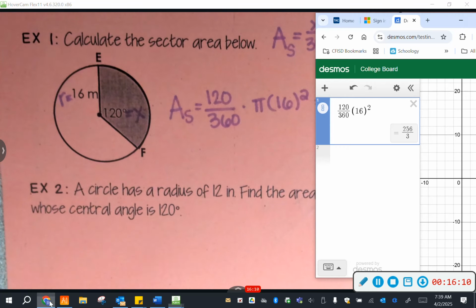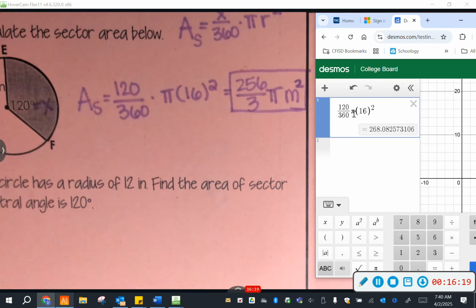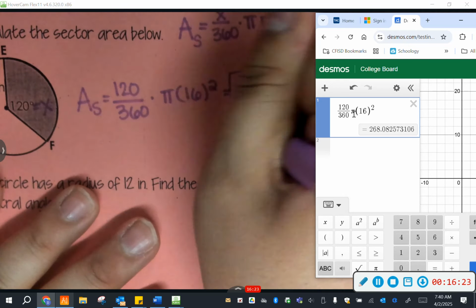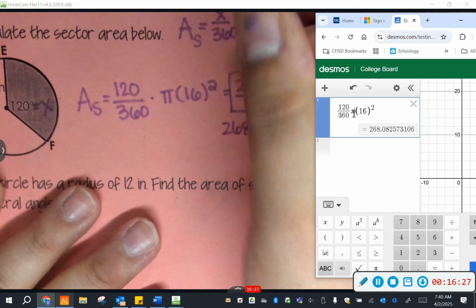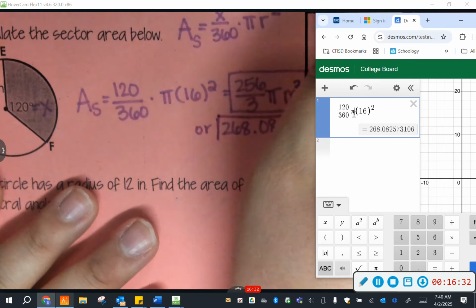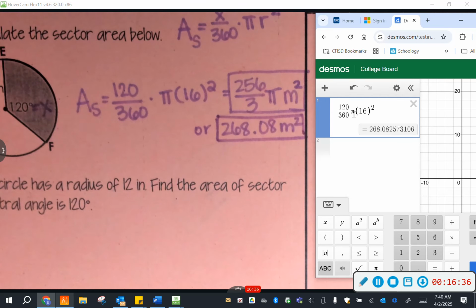If you put pi in your calculator, which again isn't wrong, I just don't love it, then you're going to be rounding. So your answer would be 268.08. So it's not wrong. It's just not my preference. If you do that, it's fine. And to put pi in your calculator, you just type in pi.